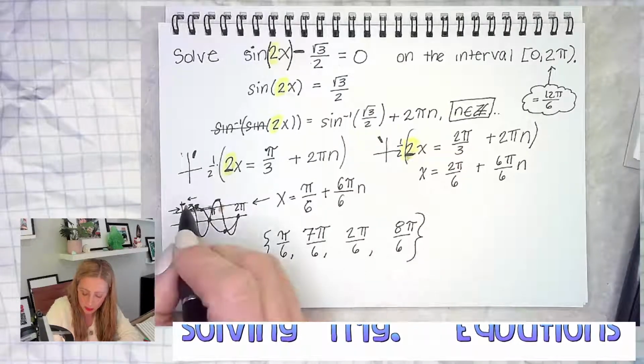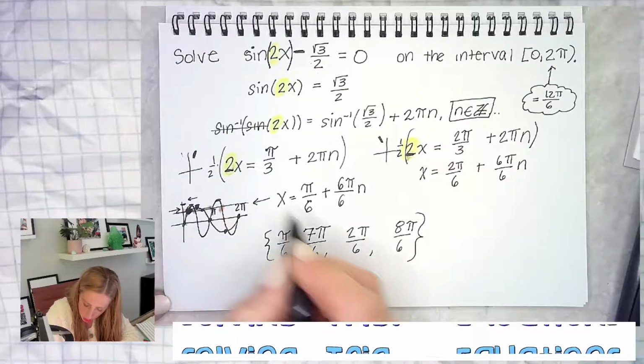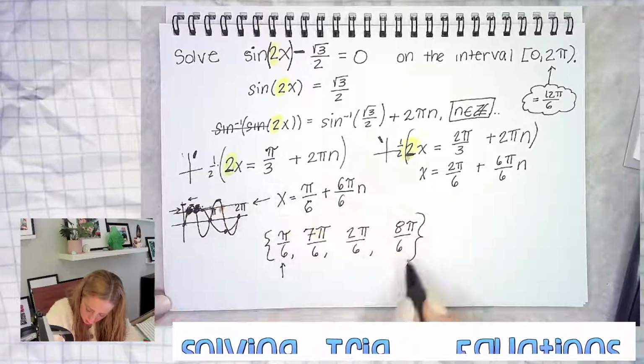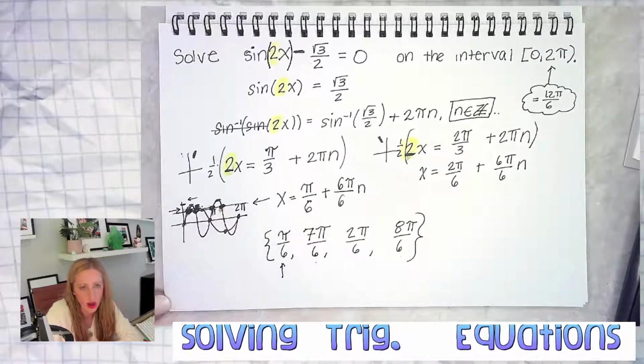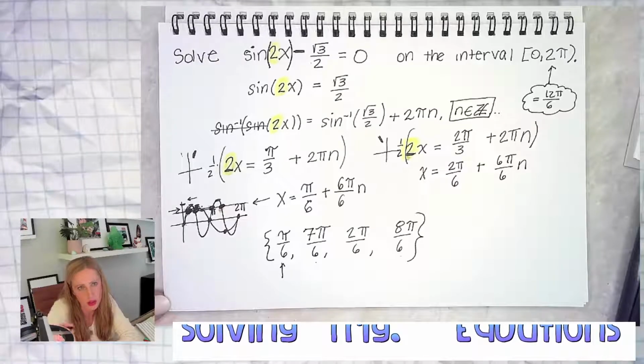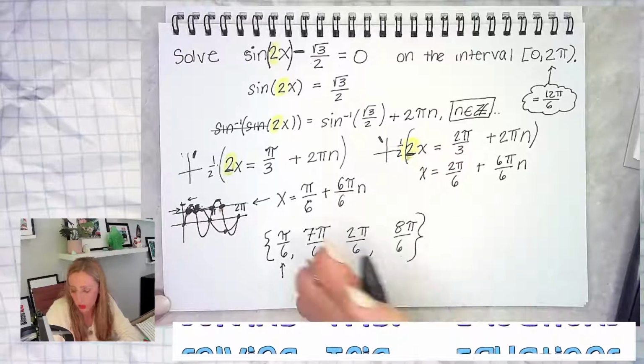If we put them on the graph, pi over 6 would be that one over here. 2 pi over 6 would be right next to it. 7 and 8 are these two, here and here. So if you graphed it in Desmos and then you graph the horizontal line root 3 over 2, this is going to be where they cross. You could list them in order, whatever.